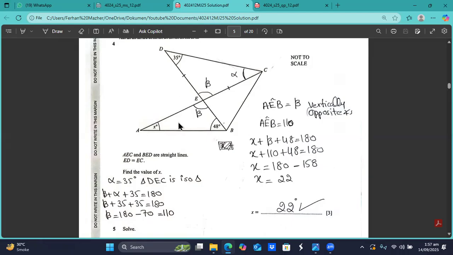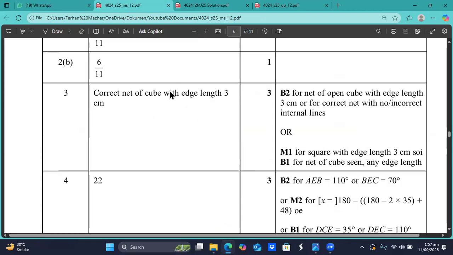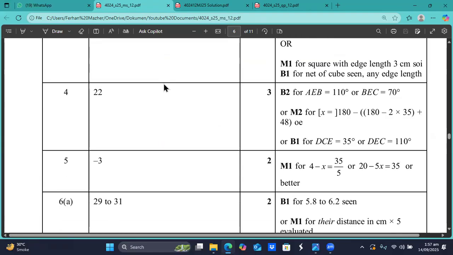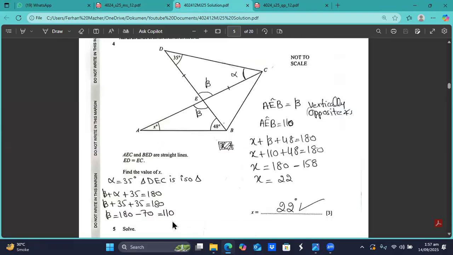Then we will have x plus beta plus 48 equals to 180. So x plus 110 plus 48 will be equal to 180. So x will be equal to 180 minus 158. So x will be equal to 22. So the value of x is 22. I hope you understand how we have done this. Let's check the answer, sir. Question number 4, the marking scheme is showing up. And you know our answers are good. Okay, so this is how you do question number 4.